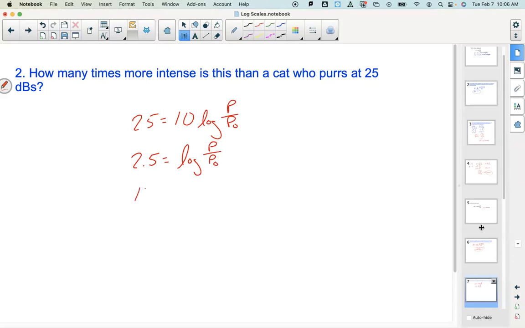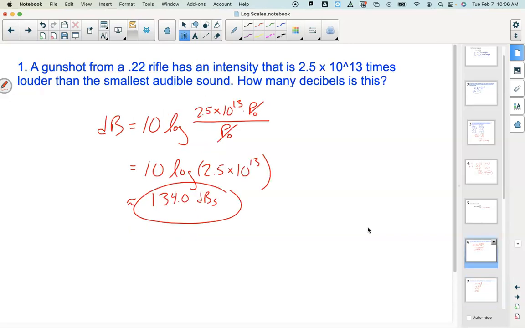Let's rewrite as an exponential and multiply by P sub 0. All right, so that is the intensity of the sound of the cat purring. How many more times intense was that gunshot? Well, that gunshot was 2.5 times 10 to the 13th.